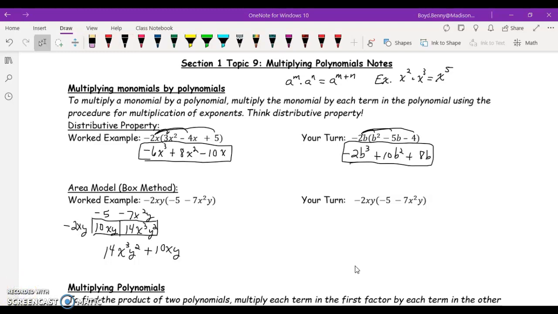Okay, students, so how did you do? Well, I don't know whether you were perceptive, but this actually happened to be the same problem we just did. So you should have ended up with 14 x to the third, y to the second, plus 10 xy.